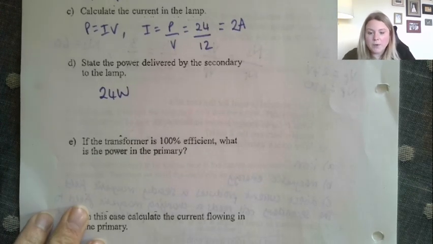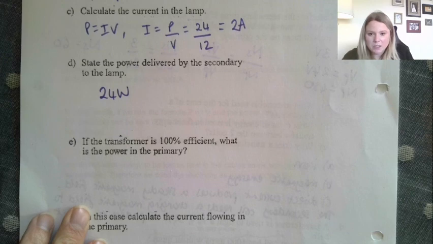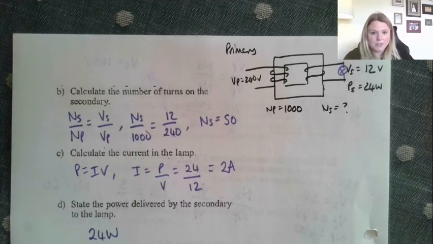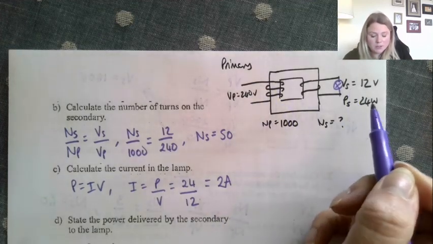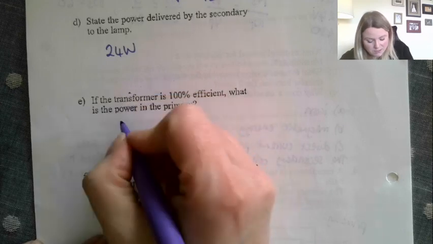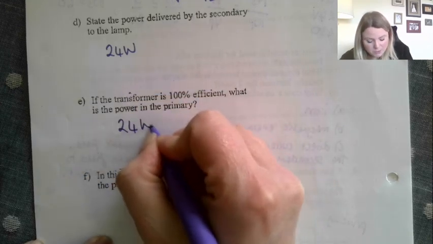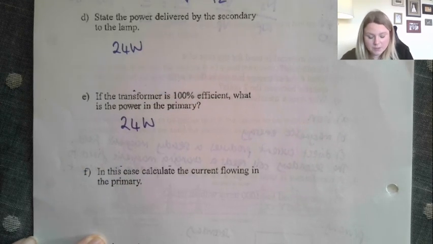Okay. Part E, if the transformer is 100% efficient, what is the power in the primary? Well, if it is 100% efficient, the power in is going to be equal to the power out. So if it's 100% efficient, the power in the primary is going to be 24 watts.